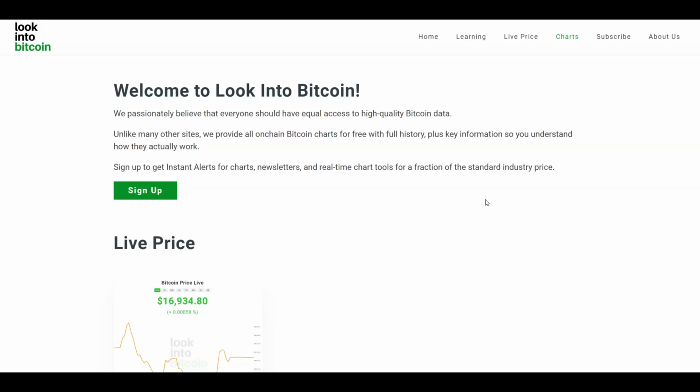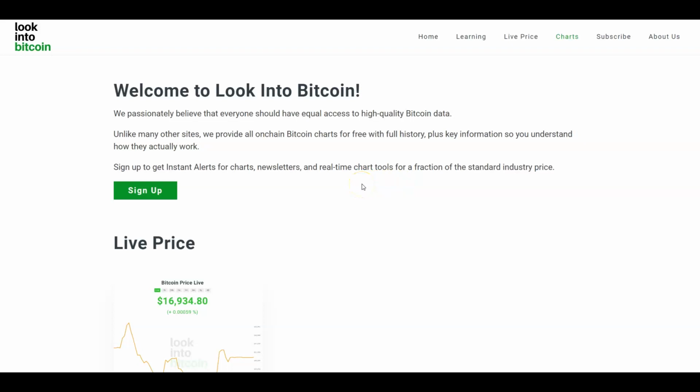I wanted to talk about the best free resource you can use for Bitcoin trading, investing, curiosity. I don't know if most people are like me, but I just like looking at the on-chain activity sometimes. It's pretty cool data. So for this tech teaching session, let's talk about lookintobitcoin.com.